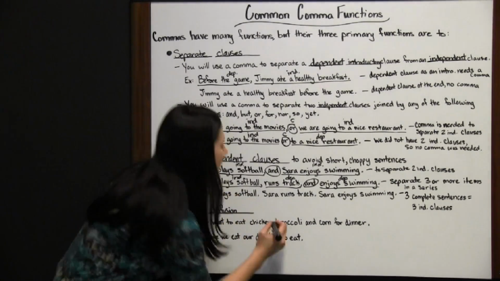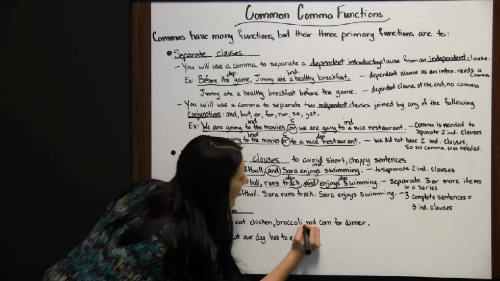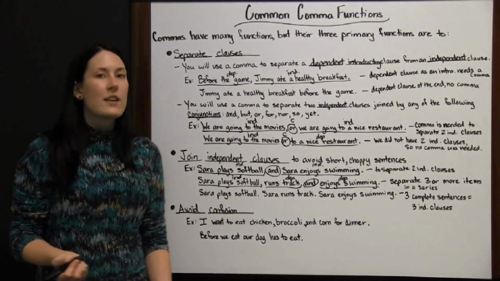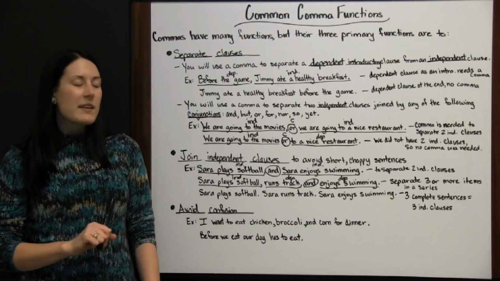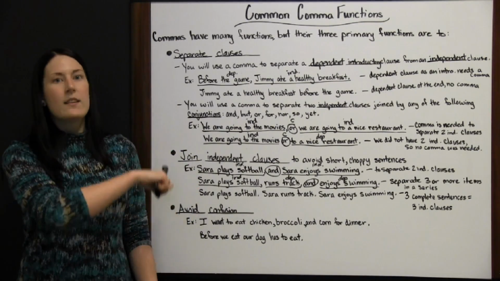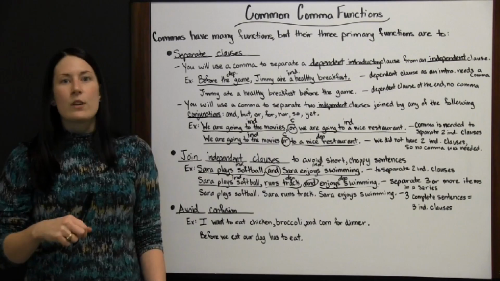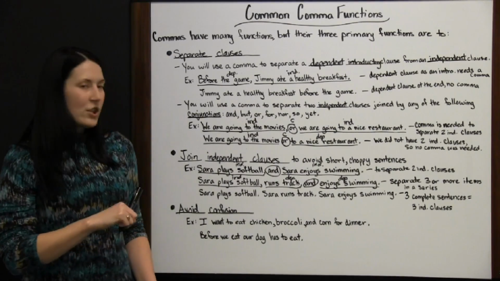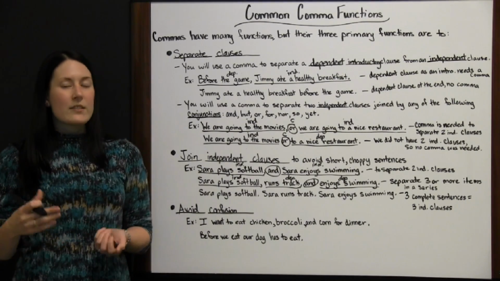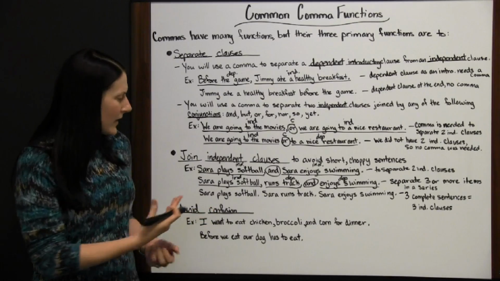What would make more sense is if we said I want to eat chicken, comma, broccoli, comma, and corn for dinner. Then you would be telling someone you would like to eat chicken, broccoli, and corn. 3 items, not chicken broccoli, which makes chicken look like an adjective to broccoli.